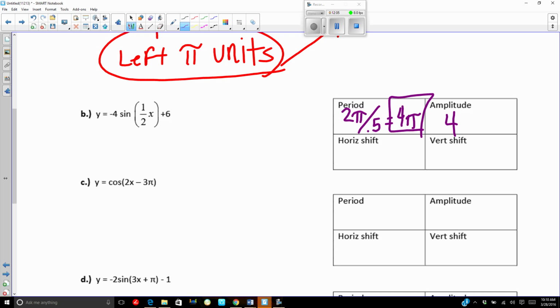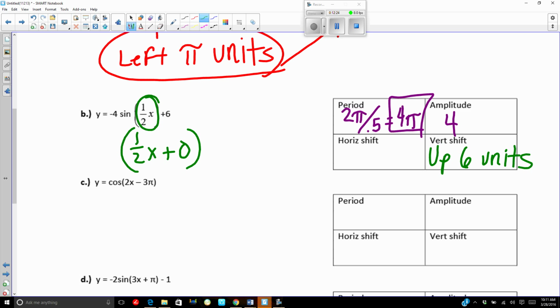The vertical shift, and that's this number on the outside here. That's easy, just up 6 units. And you look inside here, there's no horizontal shift number on the inside of these parentheses. Really what it is, it's 1/2 x plus 0 plus 6, but there's no reason to write plus 0. It doesn't change anything. So there's no horizontal shift in this problem.